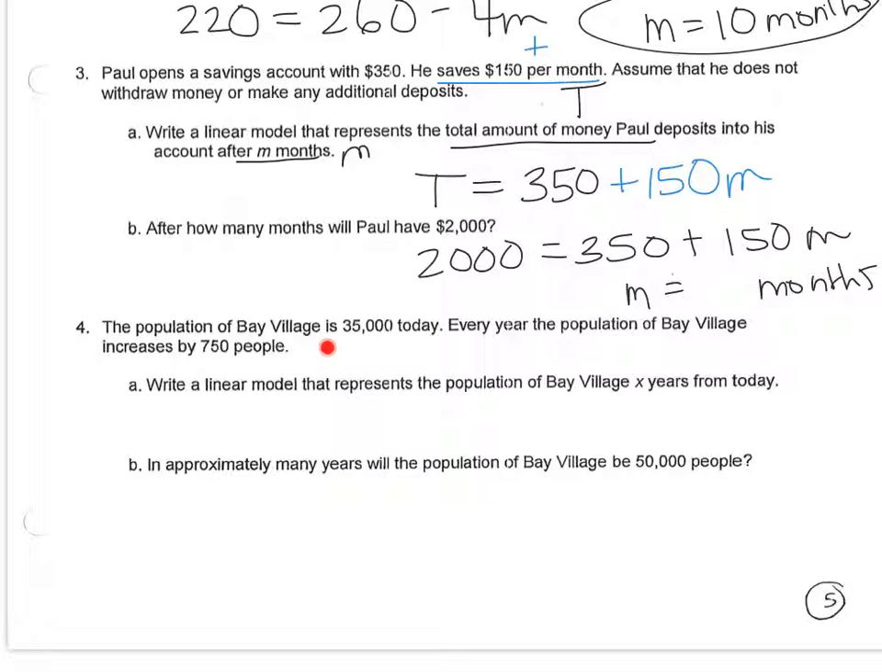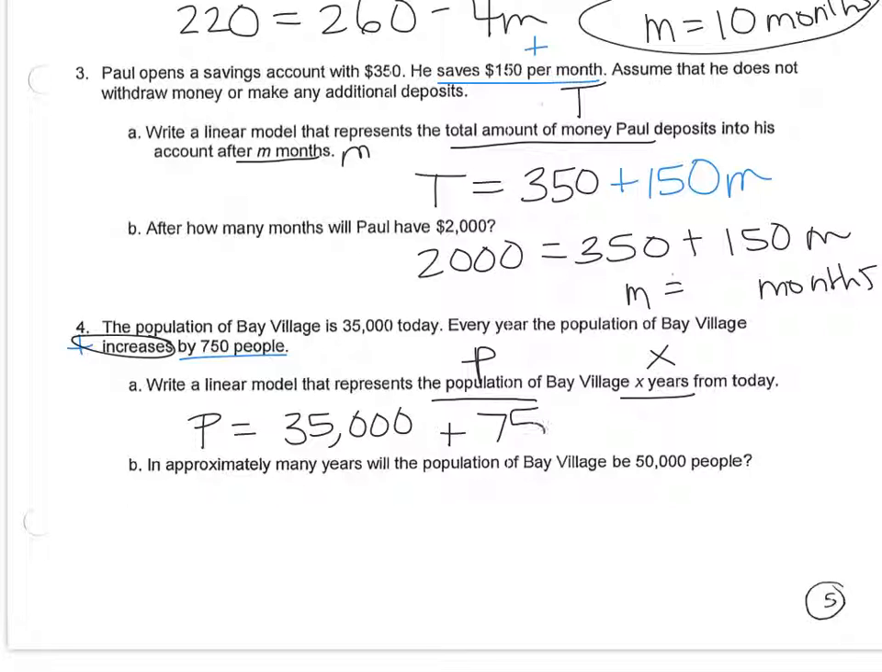And the 4, the population. The number of people in Bay Village is 35,000 today. Every year the population of Bay Village increases, so that's going to be add 750 people. Write a linear model that represents the population of Bay Village X years from today. P is going to be my variable and X is going to be my variable for time. So the population is equal to the number of people they have now, which is 35,000, plus, because it's increasing, 750 people per year, X.